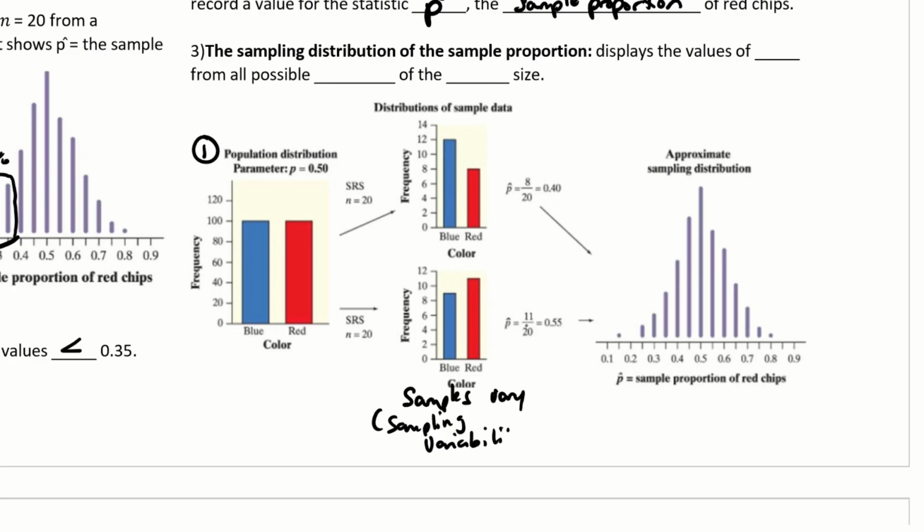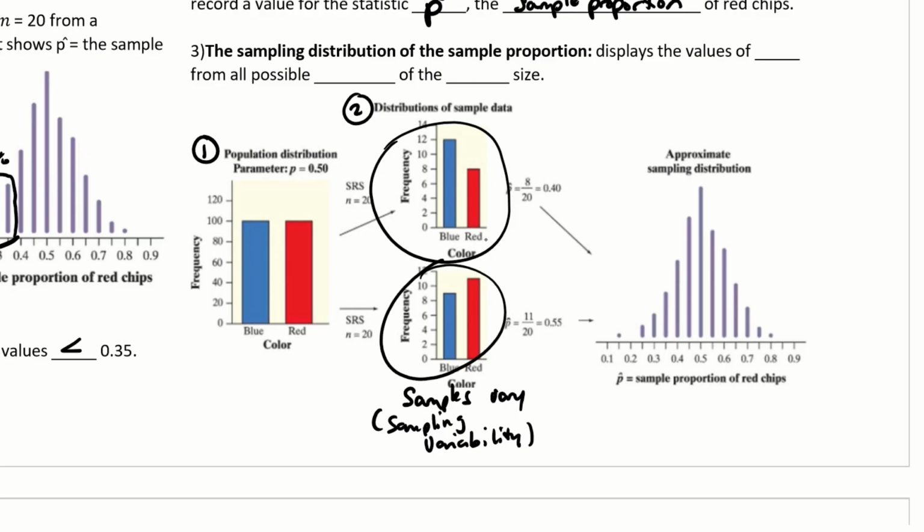And so these are the distributions of sample data, because they're coming from the sample itself. Okay, so these are different distributions of the sample data. There are 2 different ones here. So this is number 2. This is a distribution of sample data, and then this is another one. Okay, so I just want to make that clear.